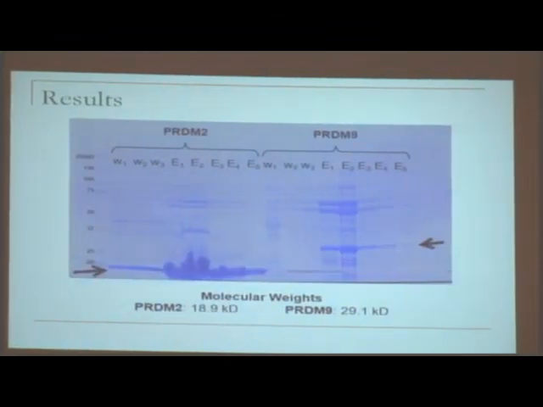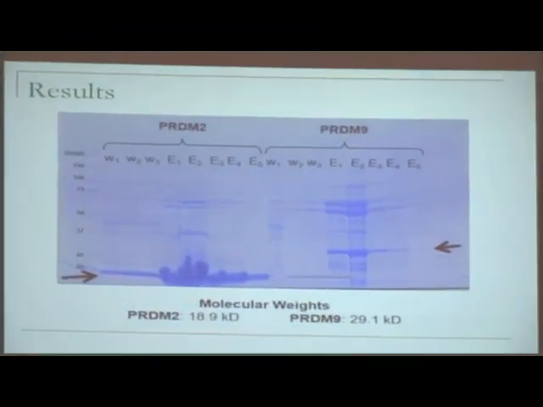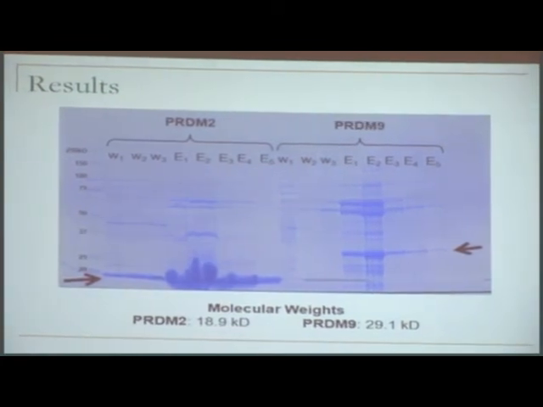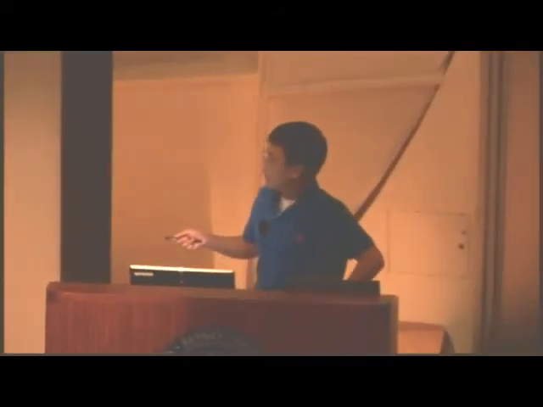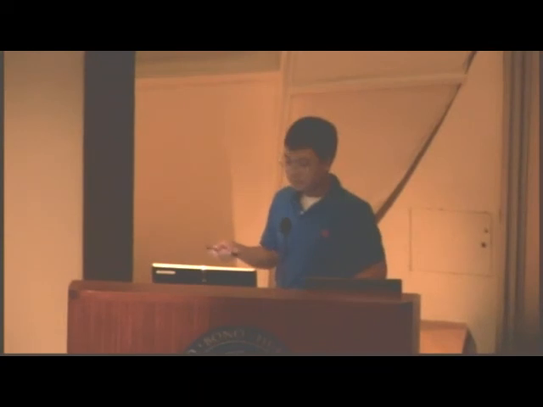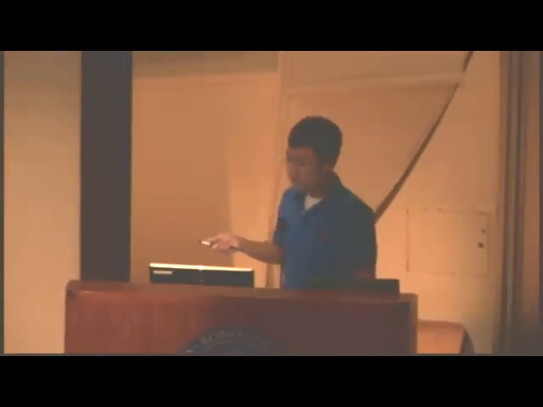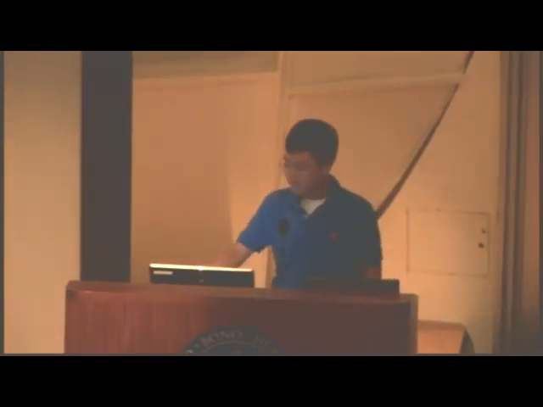Okay, so the results. If we look at the left, the first section shows that the first thing I inserted was a marker, which is like the control group. It shows the levels of molecular weights. KD stands for kilodaltons, and that's a unit.